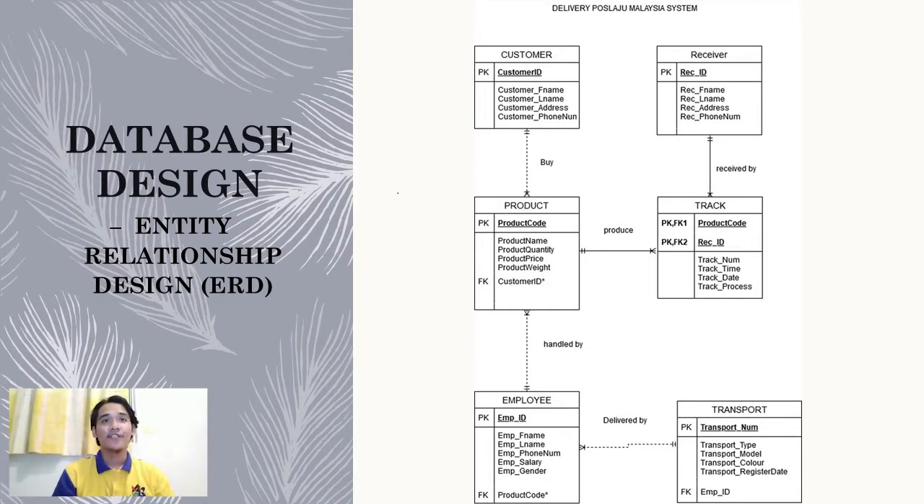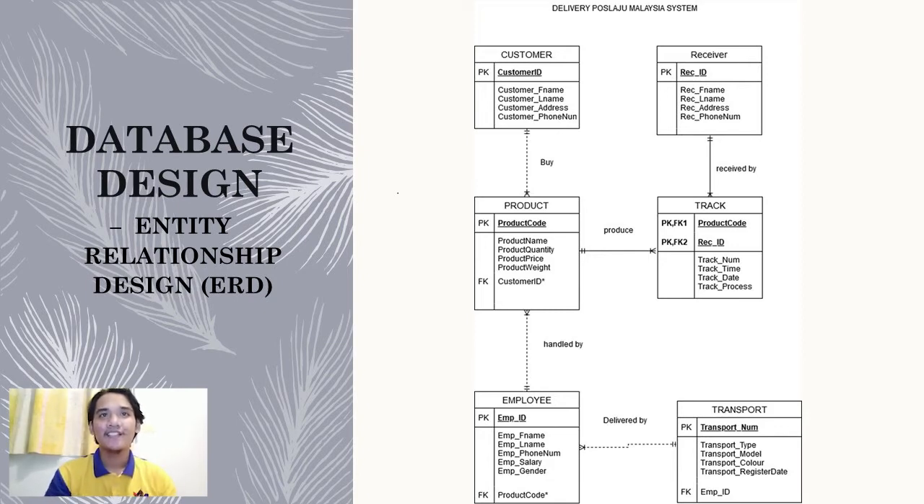The product entity is also connected to the track entity. It shows that one product can produce one track. The track entity contains two primary keys that are also foreign keys. There is product code from the product entity and receiver ID from the receiver entity. Other attributes are track number, track time, track date, and track process.